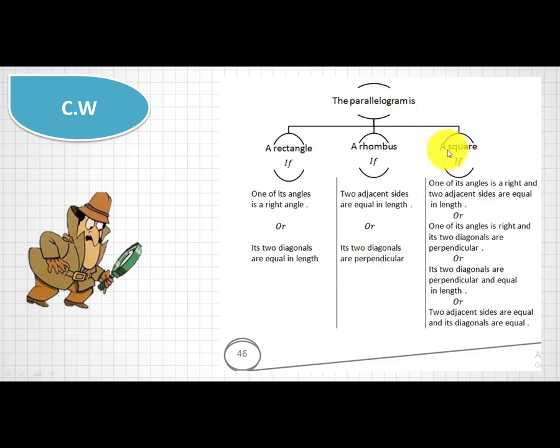And the parallelogram can be square if what? If one of its angles is a right angle and 2 adjacent sides are equal in length. If parallelogram has a right angle and the 2 adjacent sides are equal in length, then it's called square. And if an angle is a right angle and 2 diagonals are perpendicular, or 2 diagonals are perpendicular and equal in length, or 2 adjacent sides are equal and its diagonals are also equal.